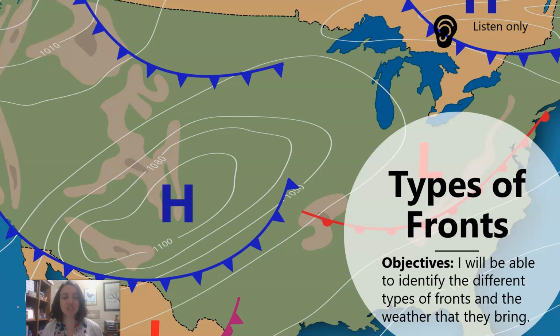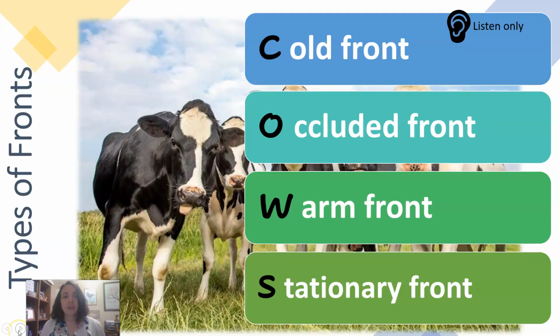This lesson that you're watching is about the types of fronts. We'll get into what they are shortly, but your objective is to be able to identify the different types of fronts and the weather that they bring. The 4 types of fronts, for your information, are cold front, occluded front, warm front, and stationary front. You can remember those 4 names by remembering cows. C for cold, O for occluded, W for warm, S for stationary.